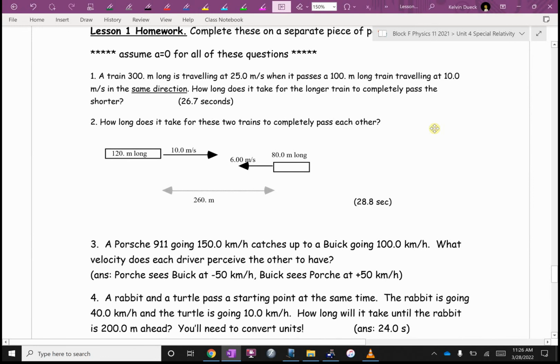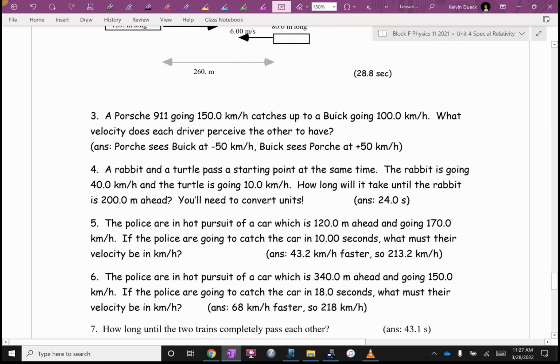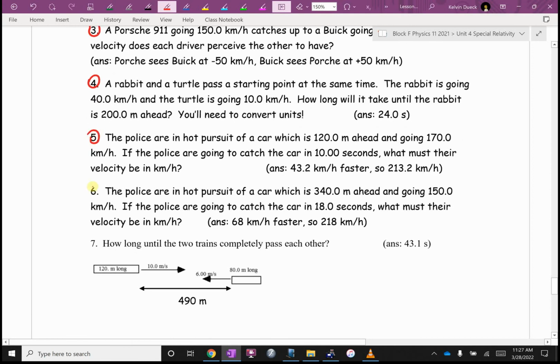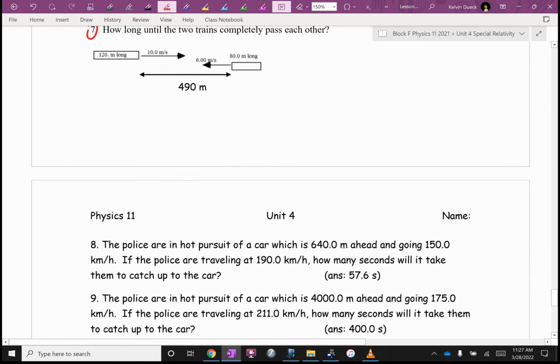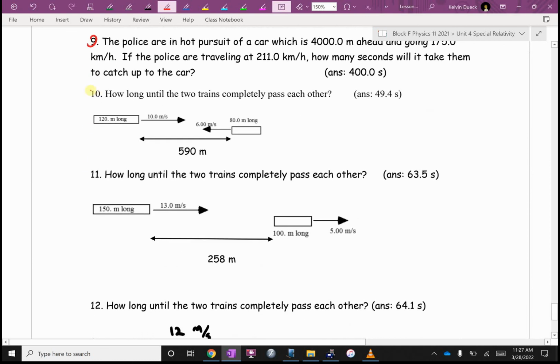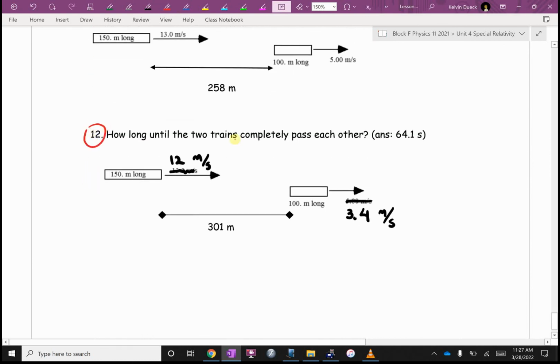You can assume A is zero for all of these questions. You'll probably have to do these on a separate piece of paper. I'm going to assign most of these. So number one is good. Number two is good. Three is good. Four is good. Yeah, five is good. Six is good. Seven is good. I like eight. I like nine. 10, 11. I think I am going to assign all of these. Yep, 12. Okay.